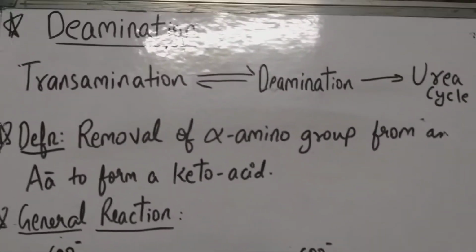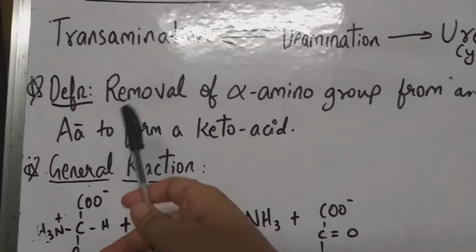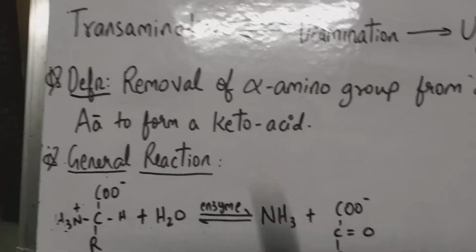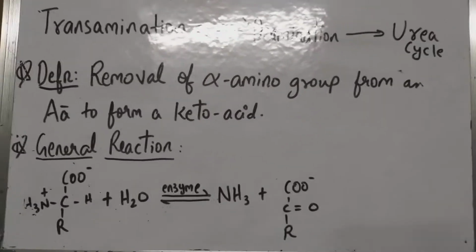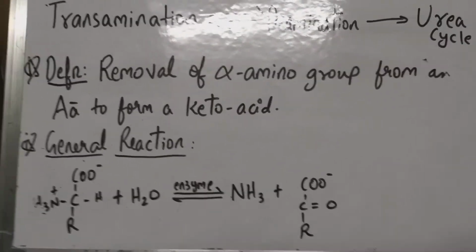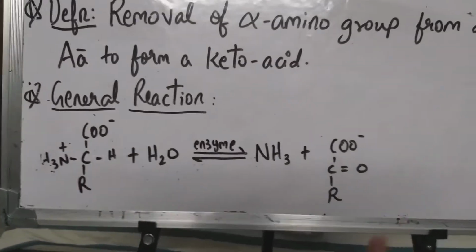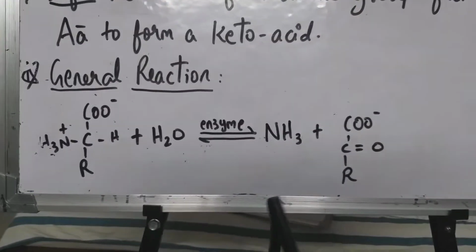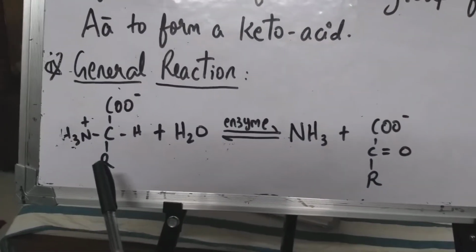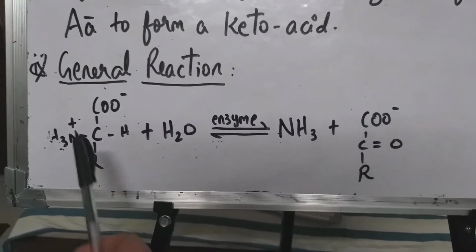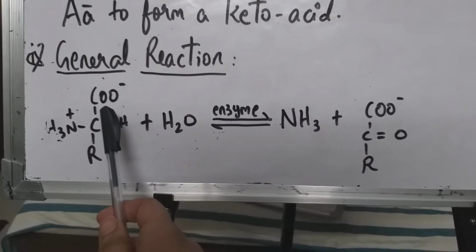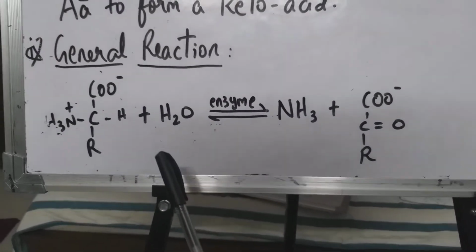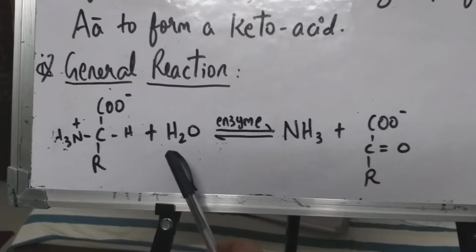So, what is the definition of deamination? Deamination is the removal of the alpha amino group from an amino acid to form a keto acid. You're removing the amino group of the amino acid to form a keto acid. And what is the general reaction? The structural representation is like this. You can recognize the amino acid: it has the NH3 plus group, the COO minus group, the H, and the R group. Usually you need a water molecule for deamination.